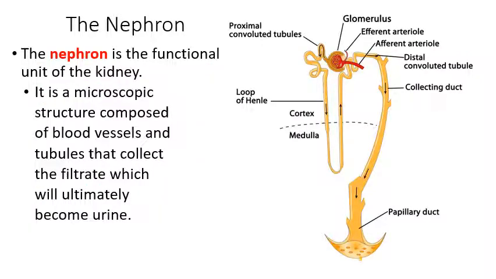All right, so let's now take a look at the functional unit of your kidneys. Each kidney is made up of about 1 million of these tiny little functional units called nephrons. So nephron is the functional unit here. And the nephron is basically a little filter.